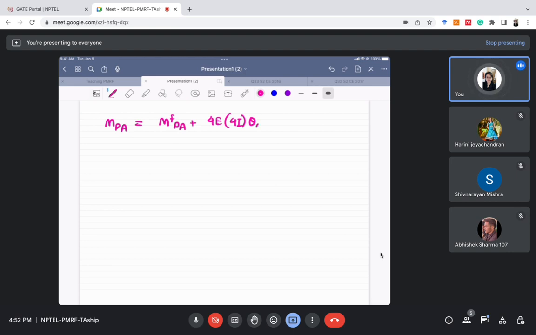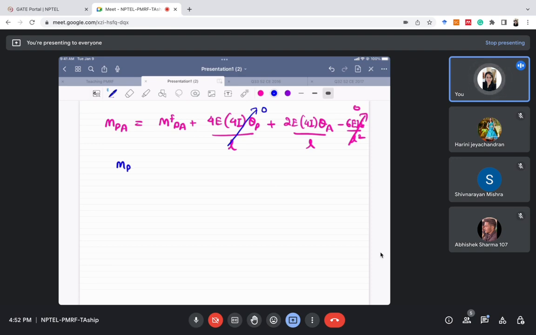So theta P is 0. I'm still writing the entire equation: 2EI theta A by L minus 6EI delta over L square. Here the delta term is 0, and the theta P term is also 0. Why? Because theta P is 0.